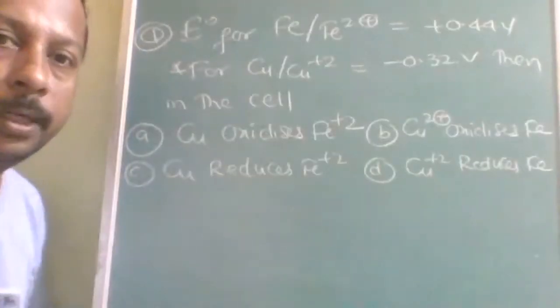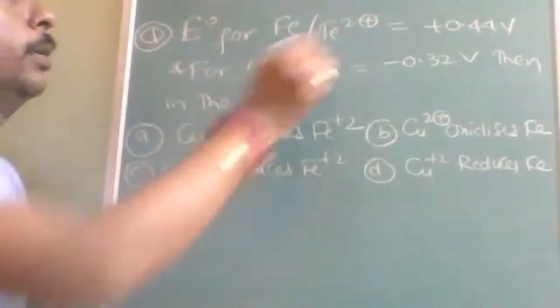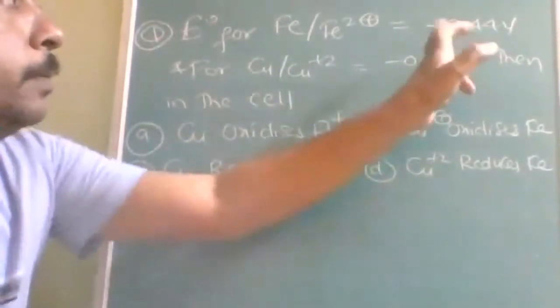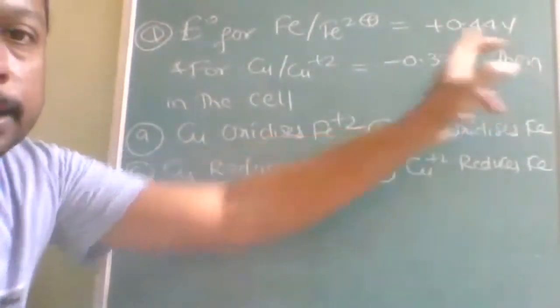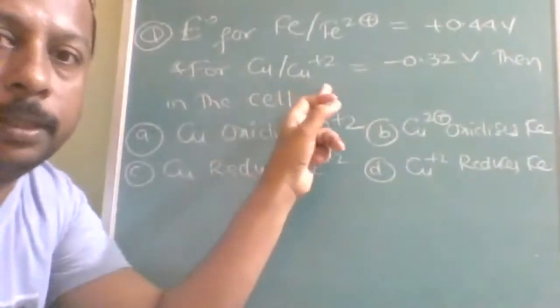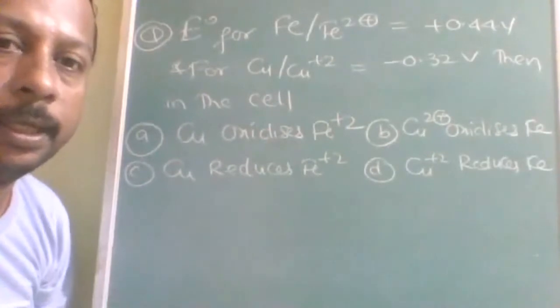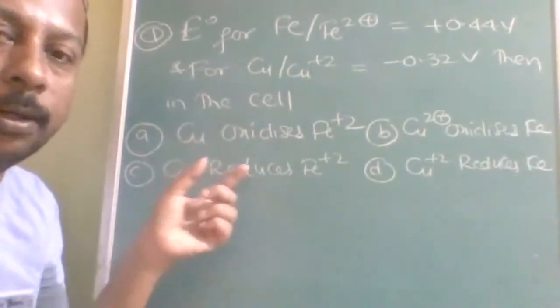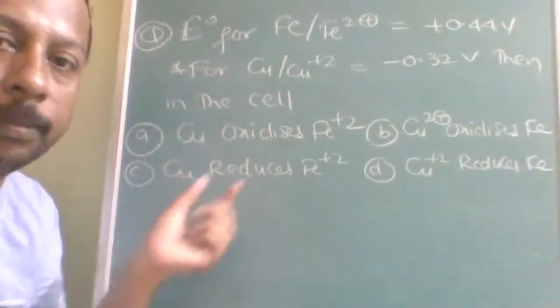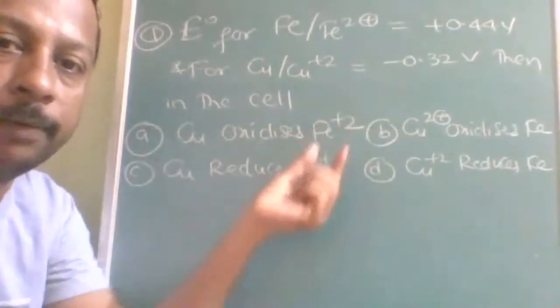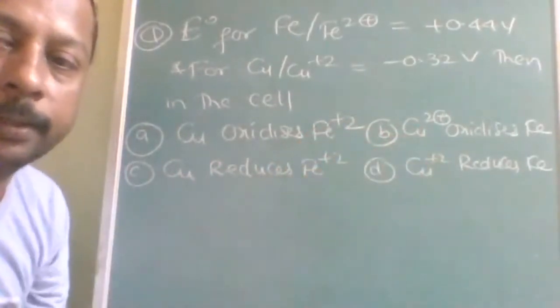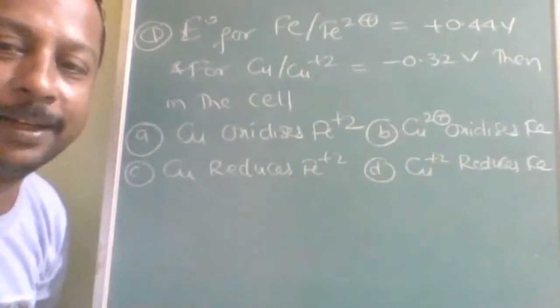Next question: E naught for Fe/Fe2 plus is plus 0.44, and for Cu/Cu2 plus is minus 0.32 volt. Then in the cell, see how simply: copper 2 plus, Fe2 plus, iron and iron. It is a single correct option.